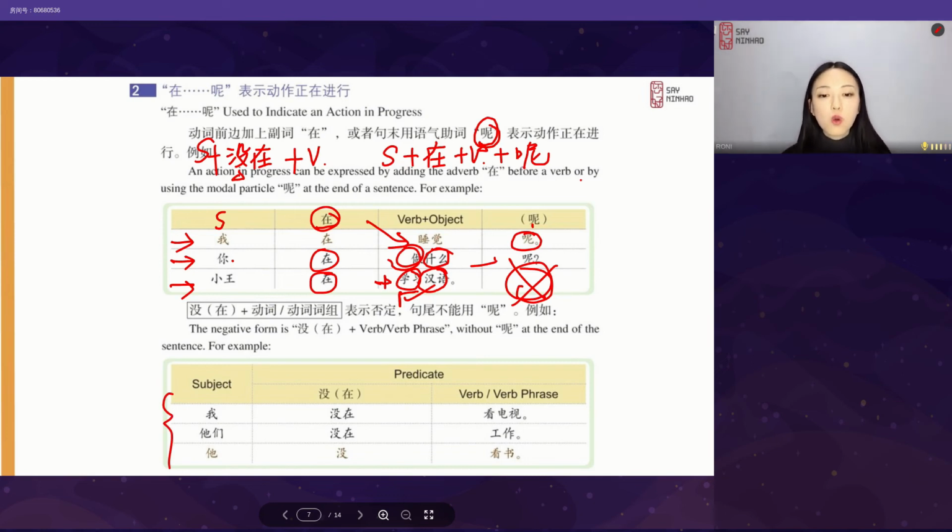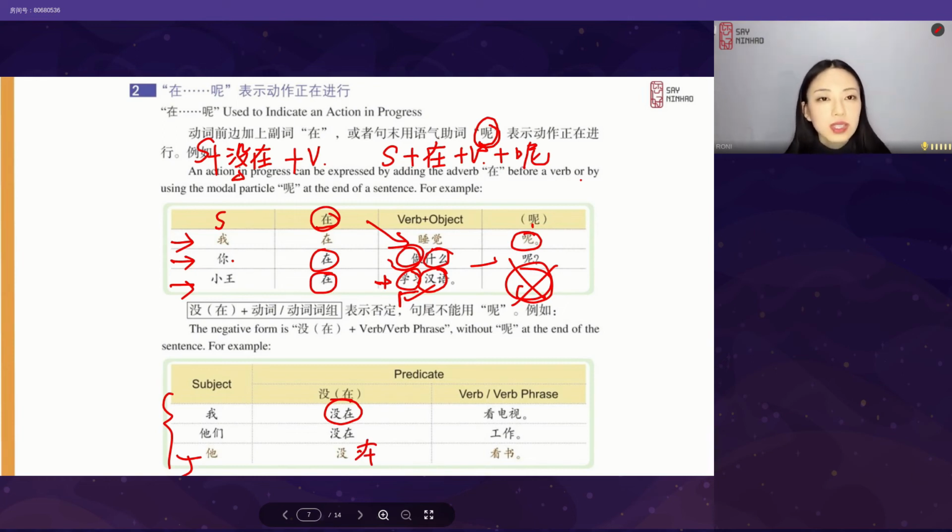And for the negative form of it, let's see the examples. First one, 我没在看电视。I am not watching TV. It's 没在. And next one, 他们没在工作。They are not working. Last one, 他没看书。Something is missing. 在 is missing.